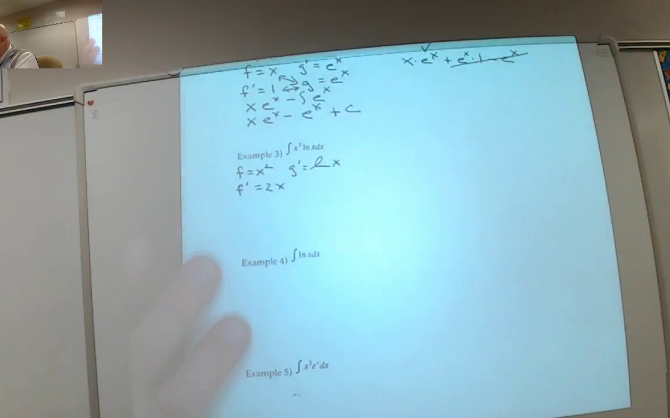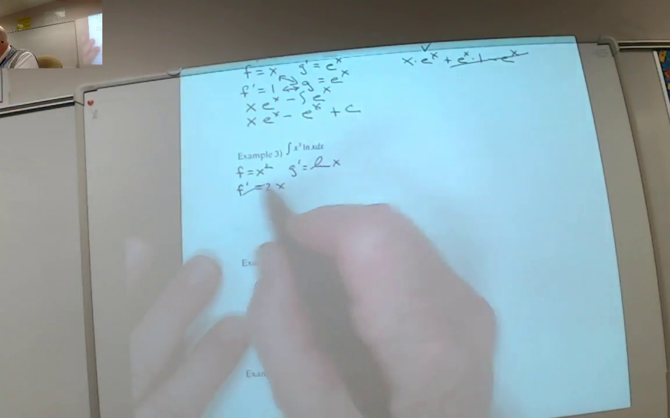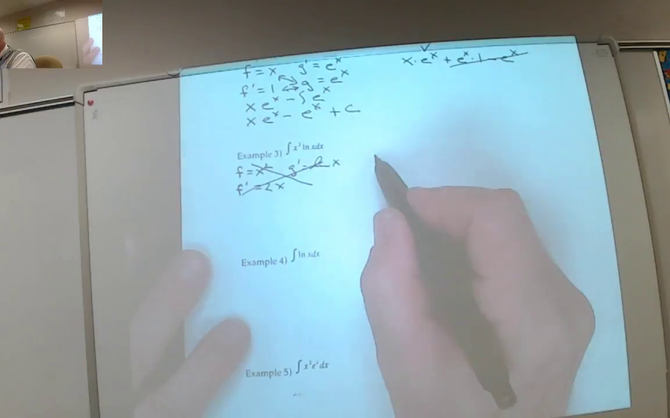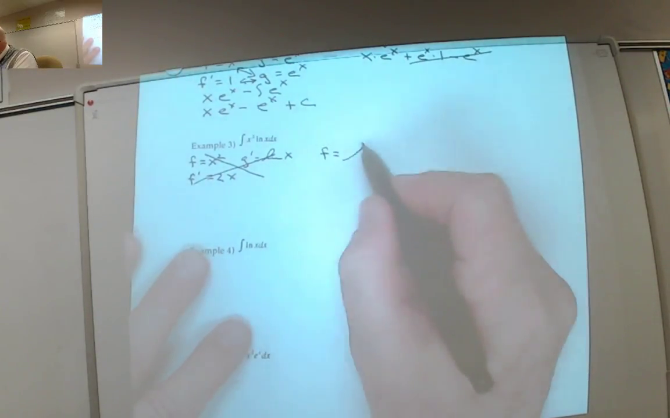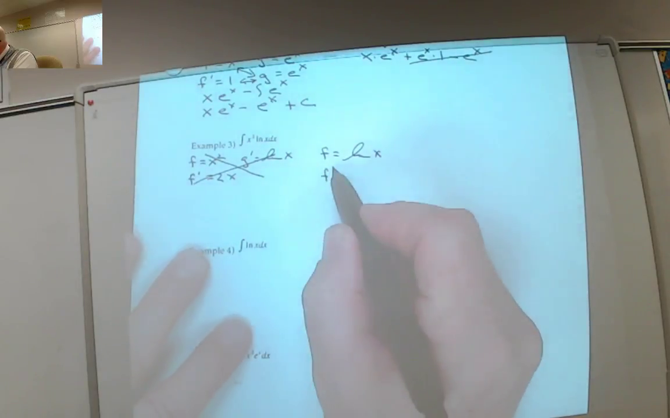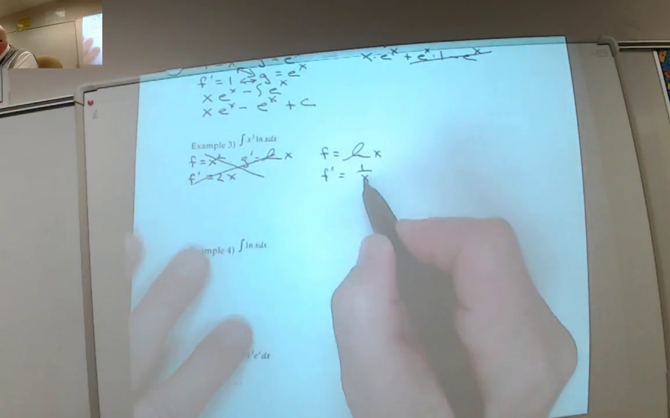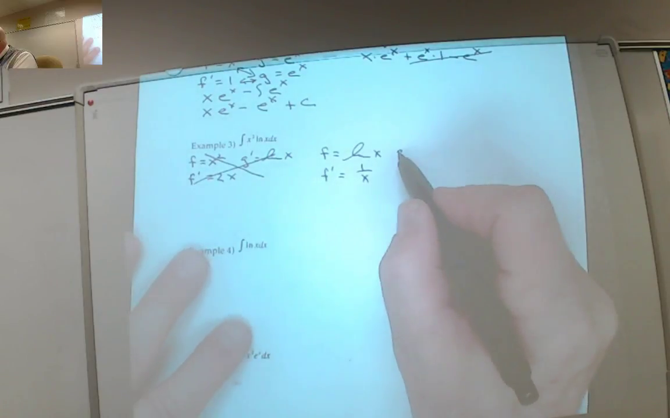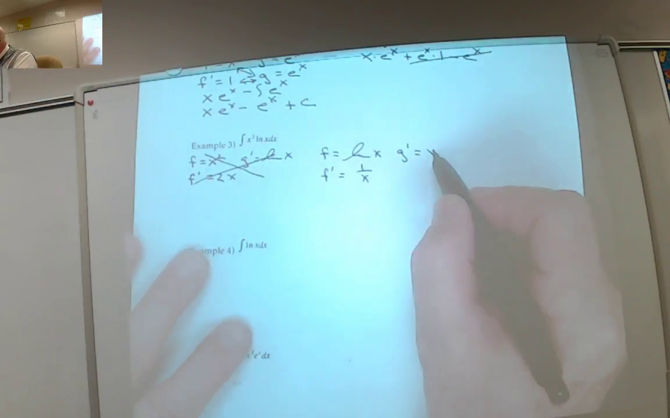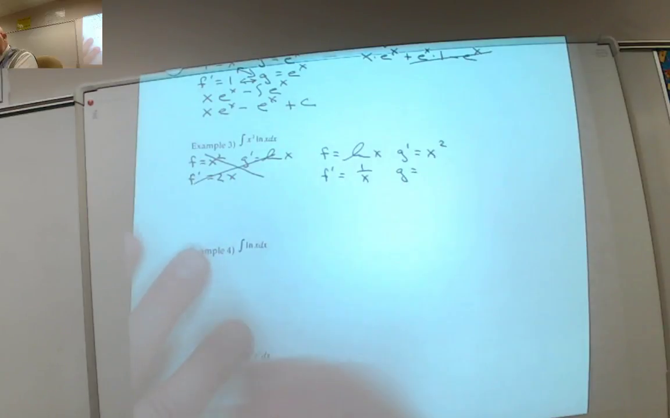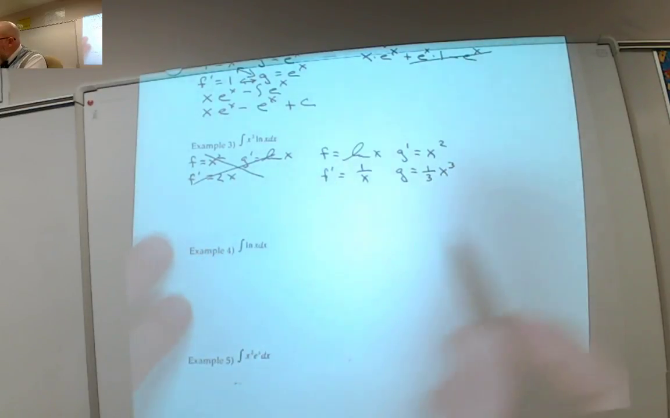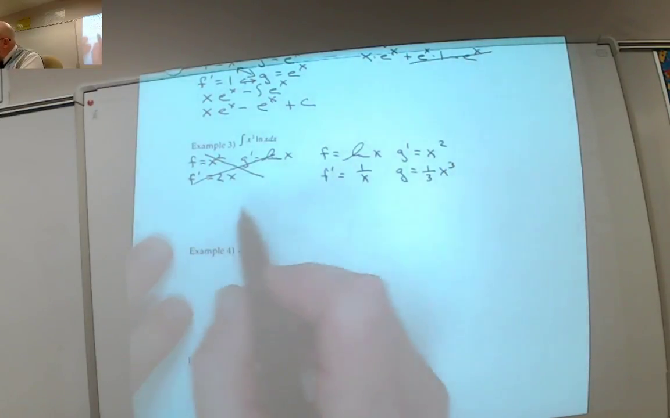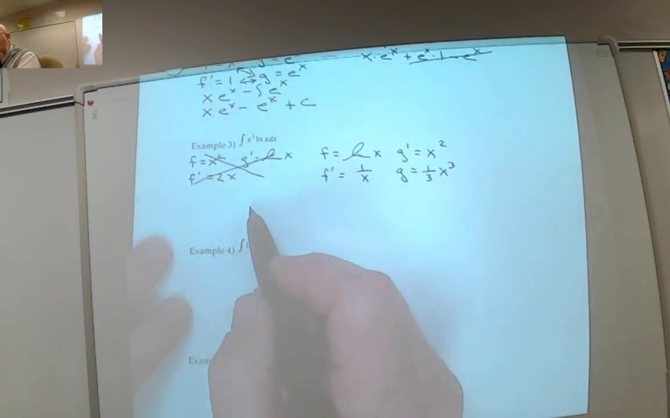Okay, so what do you want f to be here? ln of x. What's the derivative of f? 1 over x. Over here, g prime is equal to x squared. What's the antiderivative of x squared? 1/3 x to the third. Perfect, okay? So what's the first thing I'm going to write as an answer?